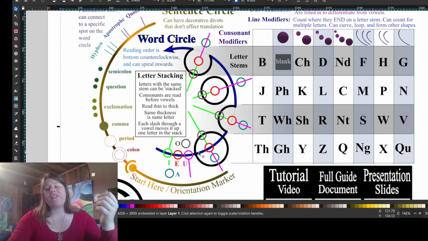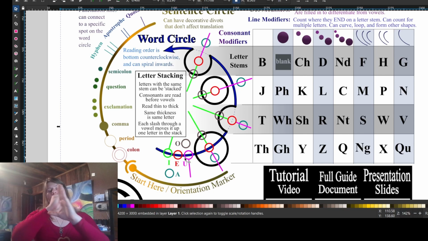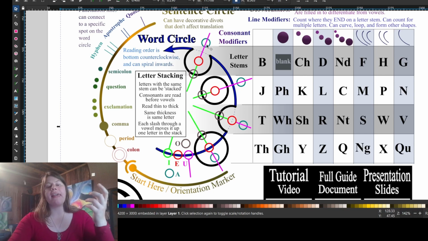And our centered vowels, the I's, E's, and U's, are centered either on the line of the word circle, or they are inside the word circle, but they're centered inside the consonant stem. So that's what this shows. This shows what a B stem would be with a vowel on it, an O, an E, or an A. Or this would be a J stem with the O, the E, and the A, so on and so forth.